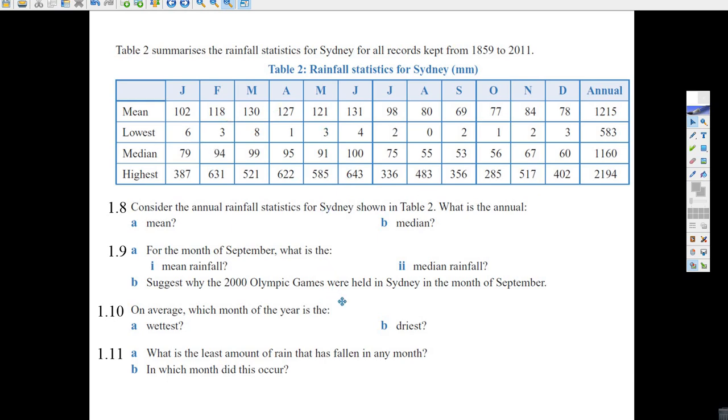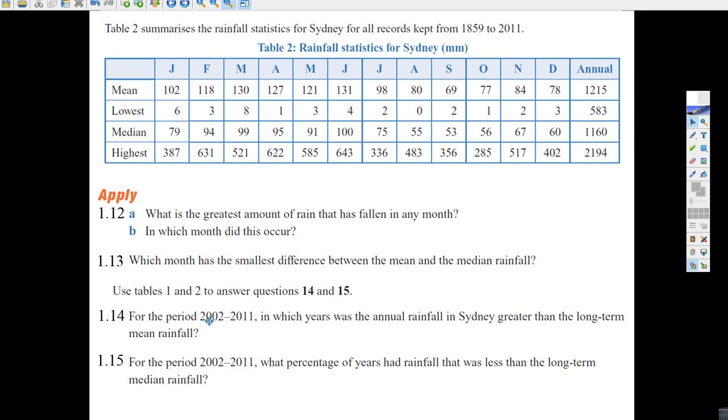You use this data, and the questions just get a little bit trickier. Let's look at this one. On average, which month of the year is it wettest? Well, we just need to go to the mean that's got the most. The biggest one, it looks like this 130 is the biggest number. Oh, 131. Well, on average, January is just ahead of March here in Sydney. See, I went to the right place to read that. So you just have to be able to look at this.